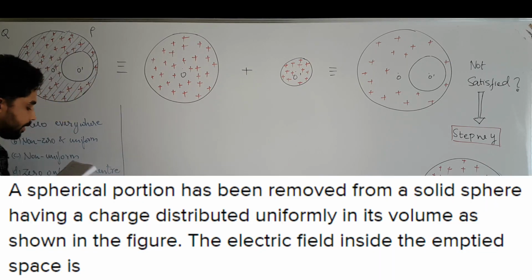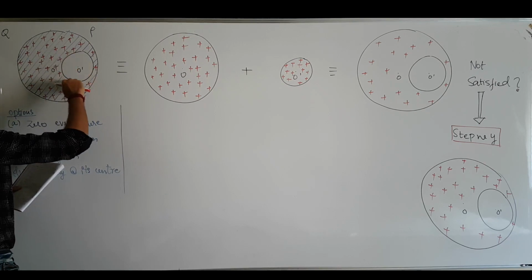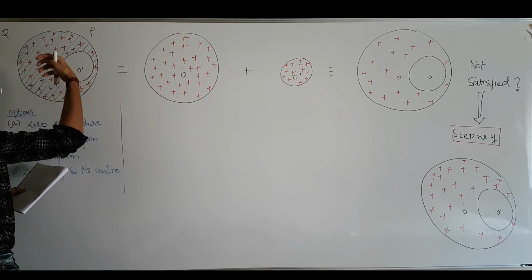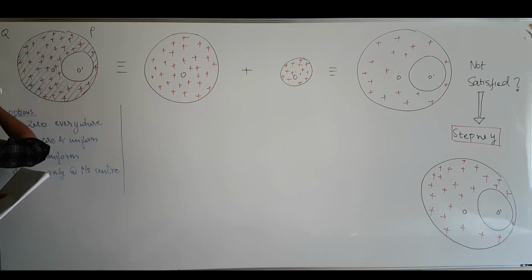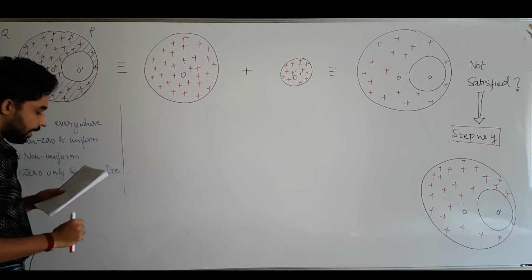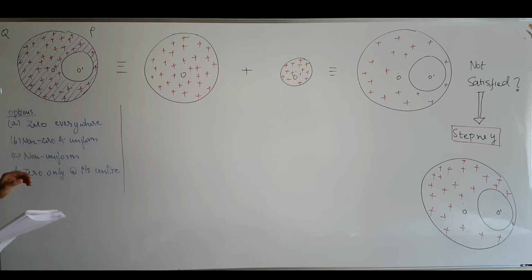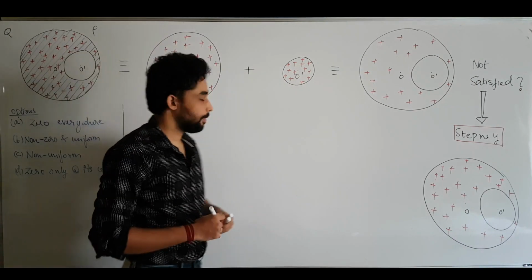The electric field inside the emptied space is... so this much portion is being scooped out, which means it leaves a cavity here, and we need to figure out what is the electric field inside this cavity, and they have given some options. Now that we understood the question, let's see how to solve this.